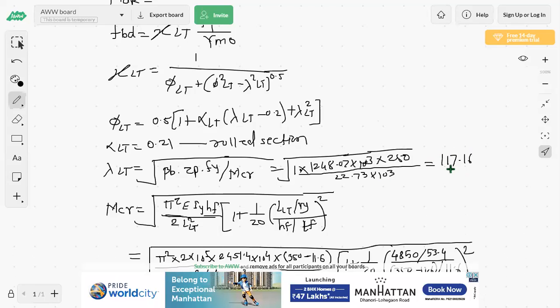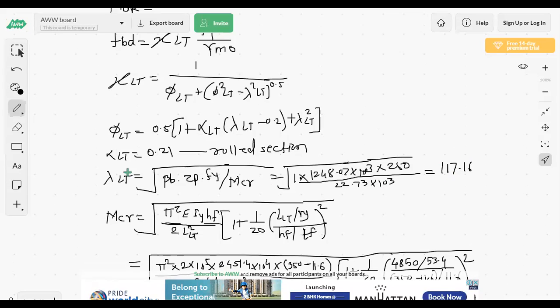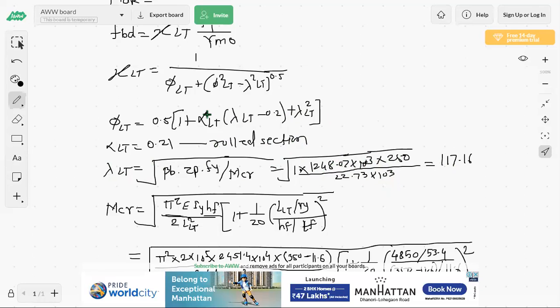So lambda has no unit, because it is the slenderness ratio. And if you do the calculation here in Newton mm, then mm square and Newton get cancelled. Okay, because here it is Newton per mm square, so mm square, and this ZP value is mm cube, that all get cancelled. Okay, so now put this lambda LT value here again into the phi LT formula.